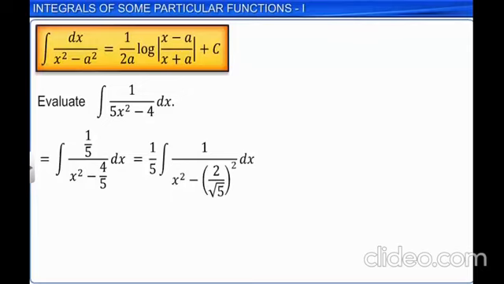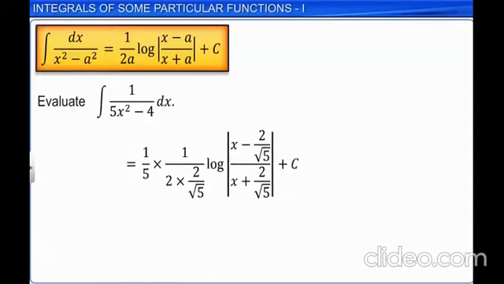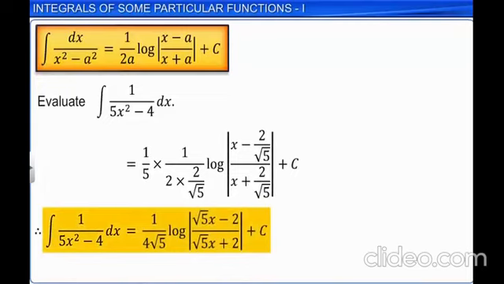Now, the integrand is in the standard form, where a is equal to 2 upon square root 5. The solution of the integral is obtained by substituting the value of a in the standard solution. Hence, the solution is equal to 1 upon 4 root 5 log of square root 5x minus 2 upon square root 5x plus 2 plus the constant.